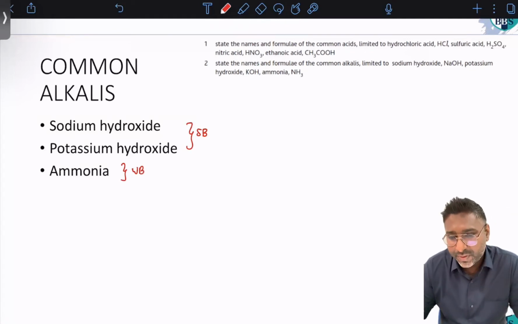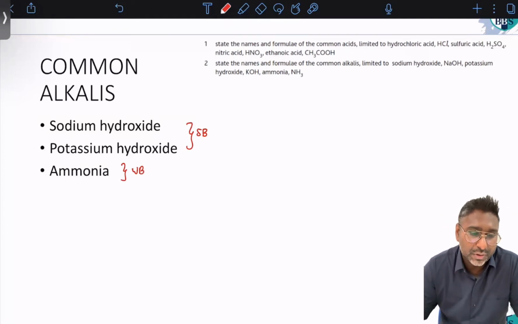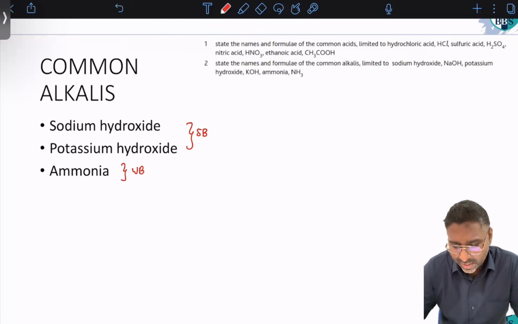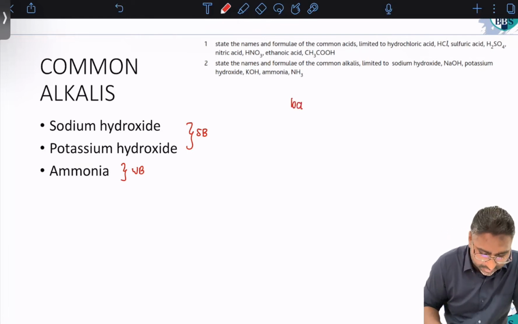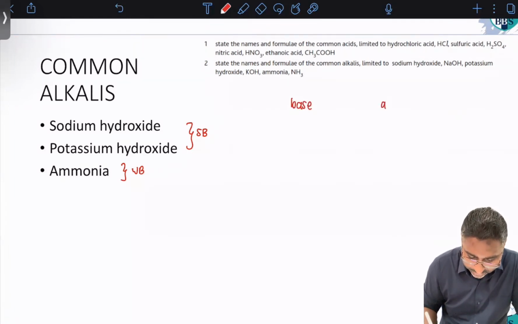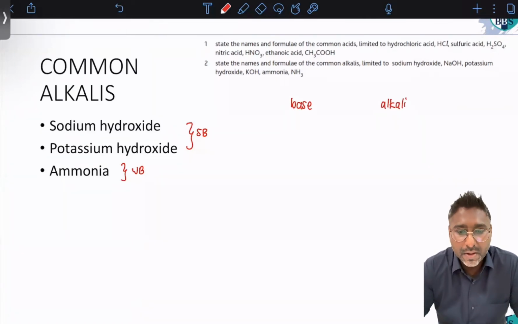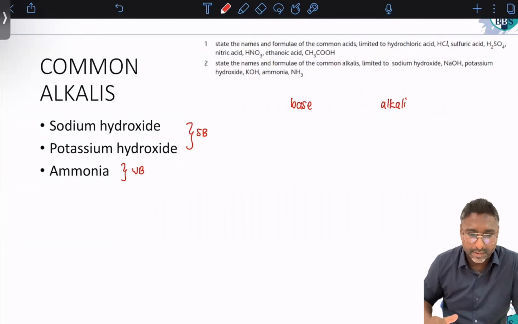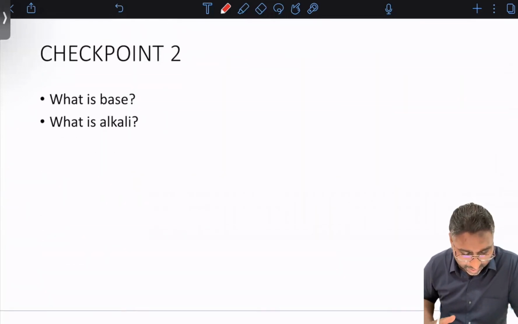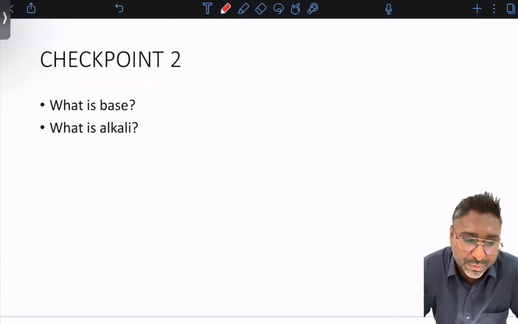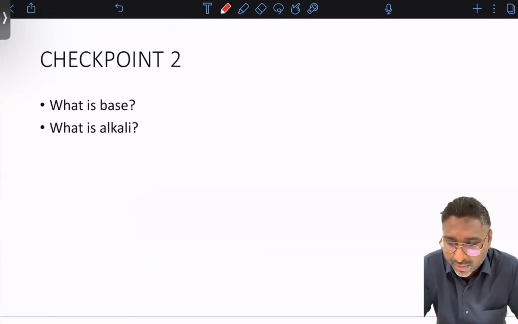From here, you will notice one thing. Why did Mr. Gopi use base? Why did Mr. Gopi suddenly use alkali? What is alkali? What is base then? It is important to know that. So now we are in checkpoint number 2. What is base? What is alkali? Let's check now.